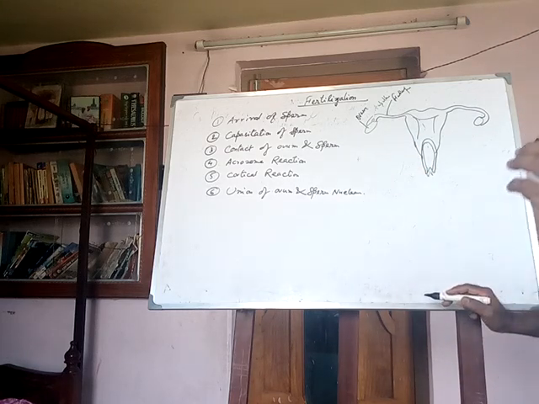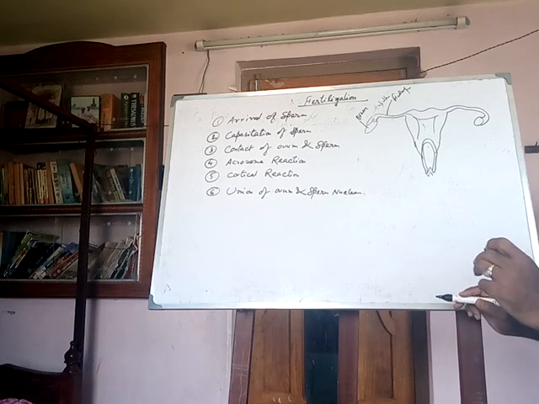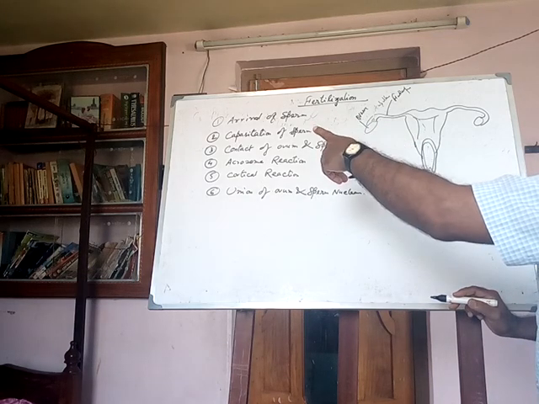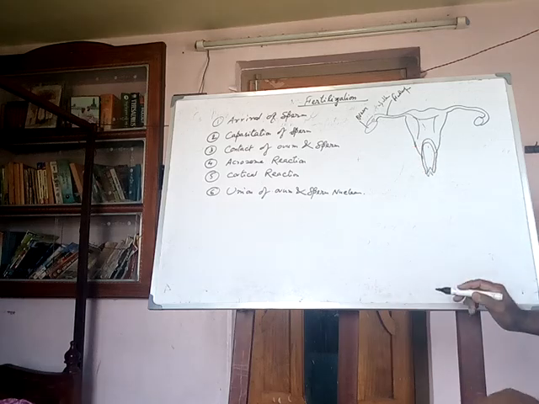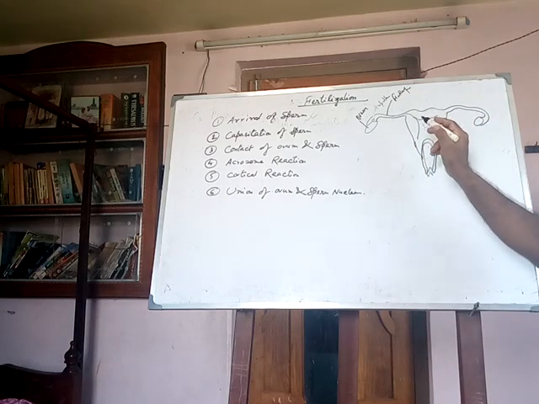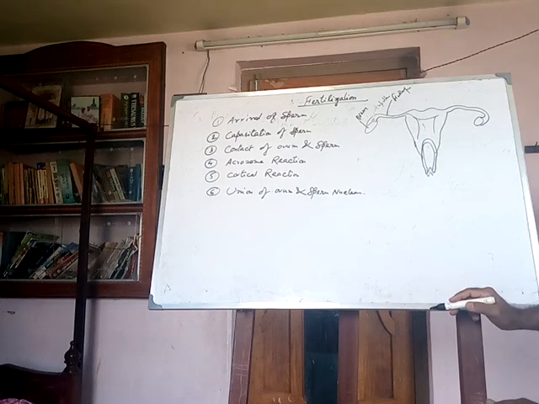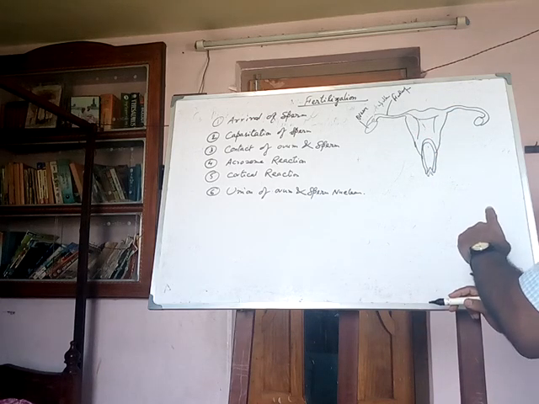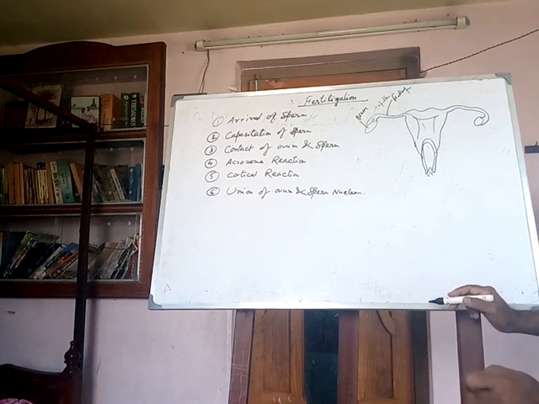It is the activity of the sperm, and not any sperm can fertilize the egg. Only the activated sperm can fertilize the egg. So the activation of the sperm to fertilize the egg is called the capacitation of the sperm.